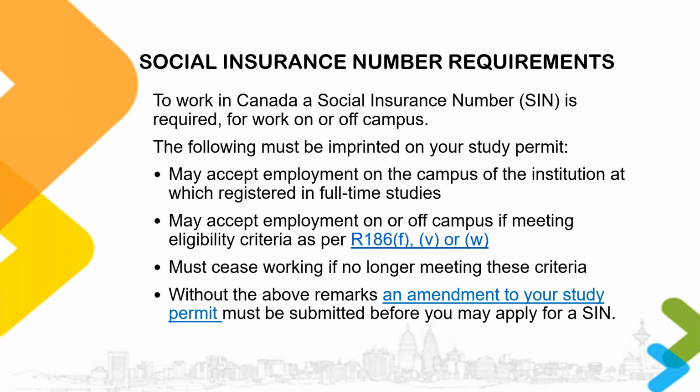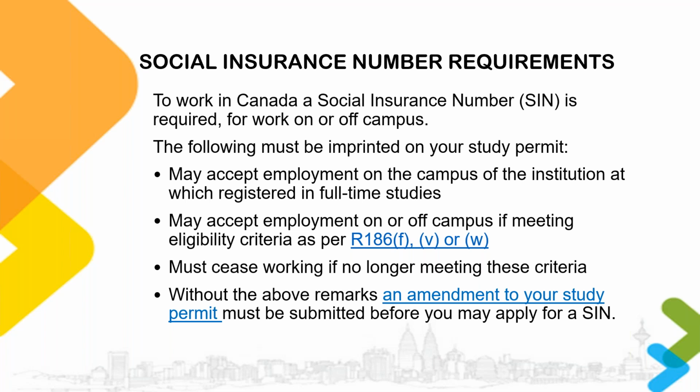You need a social insurance number from Service Canada to work in Canada. You must have one of the following conditions or remarks printed on your study permit in order to apply for a SIN for on-campus work. May accept employment on the campus of the institution at which registered in full-time studies. May accept employment on or off campus if meeting eligibility criteria as per R186F, V or W. Must cease working if no longer meeting these criteria.